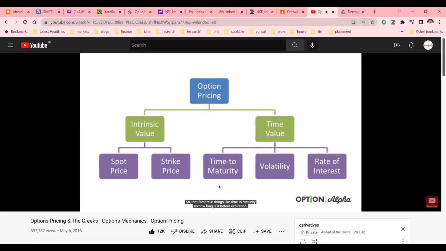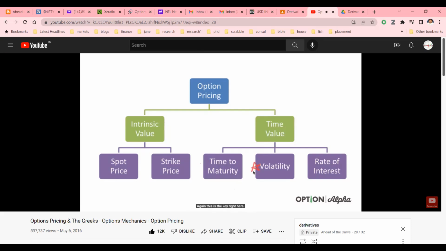So that factors in things like time to maturity. So how long is it before expiration? Typically, options that have a long time before expiration are more highly valued because there's a long time for that contract to be out there. Options that have a low time until expiration are typically lower valued, all things being equal.